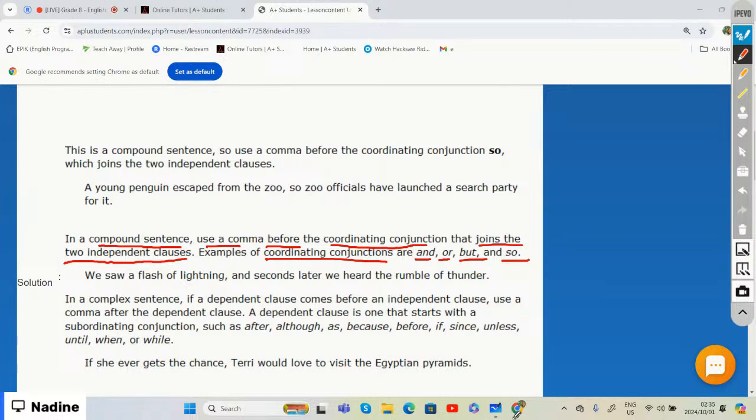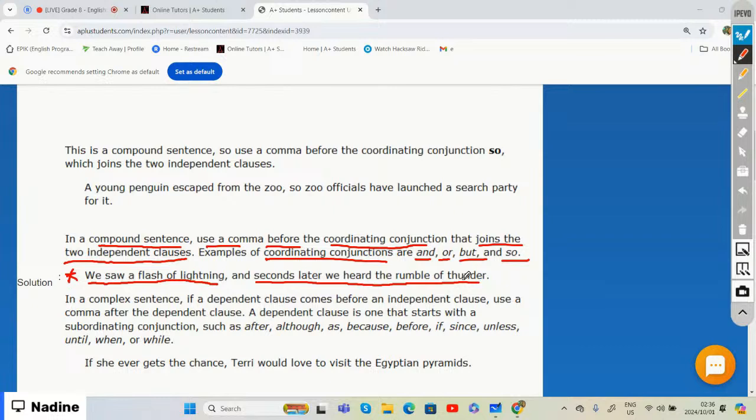All right. And if we look at an example of a compound sentence, it says, we saw a flash of lightning. This is one sentence. Before I get to the coordinating conjunction, this is our second independent clause. It says, seconds later, we heard the rumble of thunder. That is our two independent clauses.